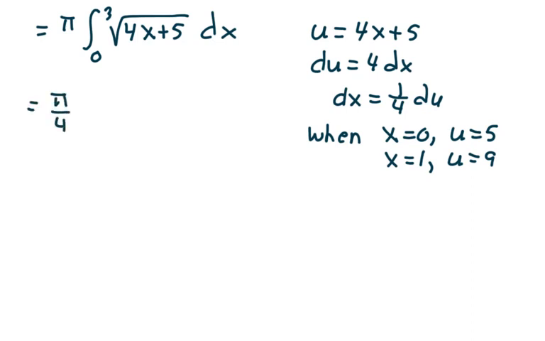So you get pi over 4 times the integral from 1 to 9, right? Well, actually, remember when x is 1, the upper limit is 3. So we're going to change that to x equal 3. U is, not 9, it's 17. There we go. And so we're going to change these limits. And let's try that again.